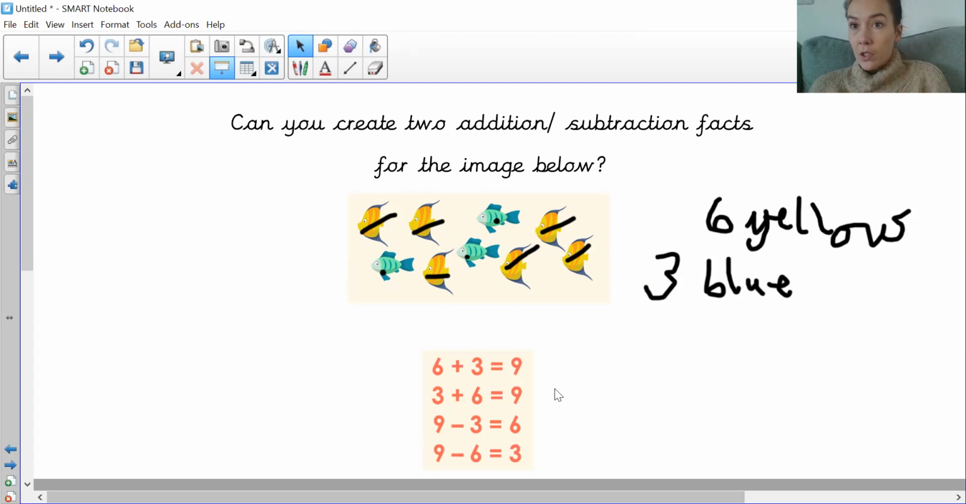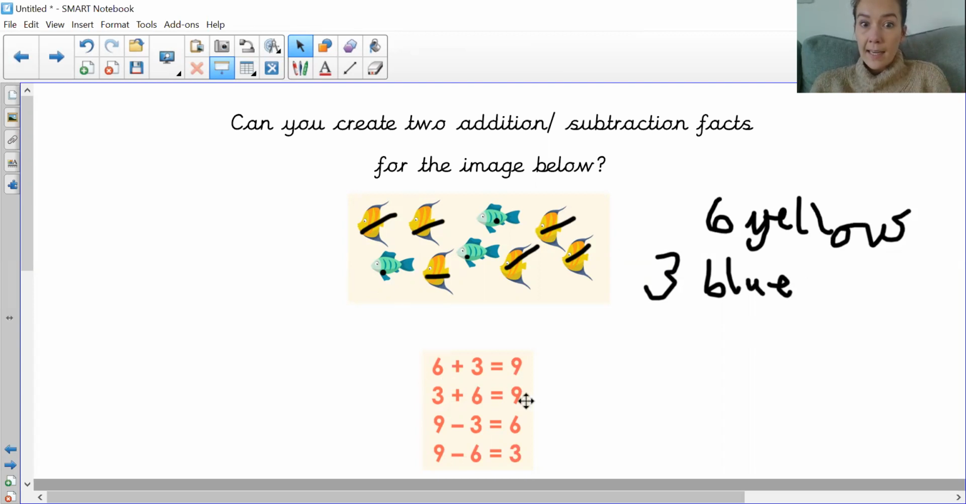However, for the subtraction, the biggest number needs to come first, because you won't be able to take the bigger number away from the smaller number. So we've got 6 add 3 is 9, 3 add 6 is 9. Then we've got 9 subtract 3 is 6, and 9 subtract 6 is 3. If you look at all these numbers, they are all related, all interlinked to each other. That's what I mean when I'm talking about related facts.